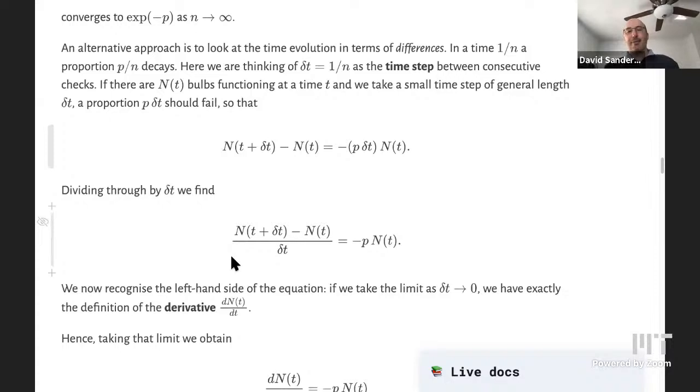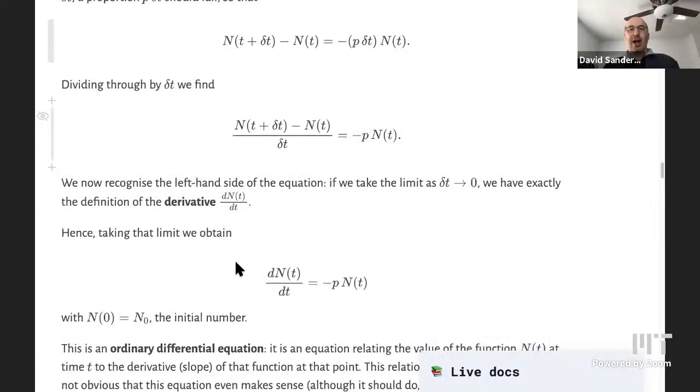So if we take that limit and write the new equation out, we get that the derivative of N with respect to T, evaluated at time T, is equal to minus P times the number at time T, where N at time 0 is the initial number N sub 0. So this is a differential equation, an ordinary differential equation. What is a differential equation? It's an equation that relates a function to one or more of its derivatives.